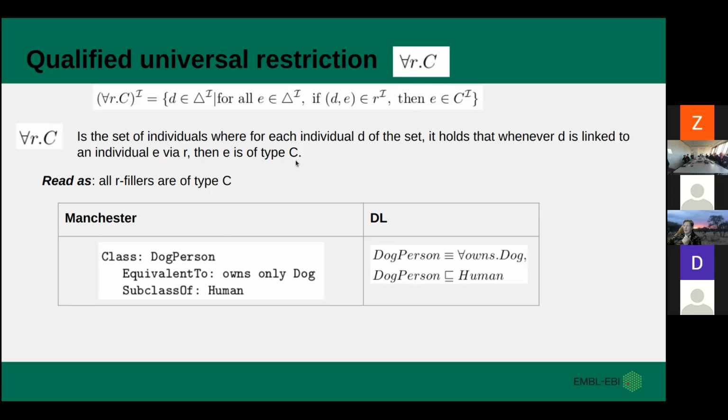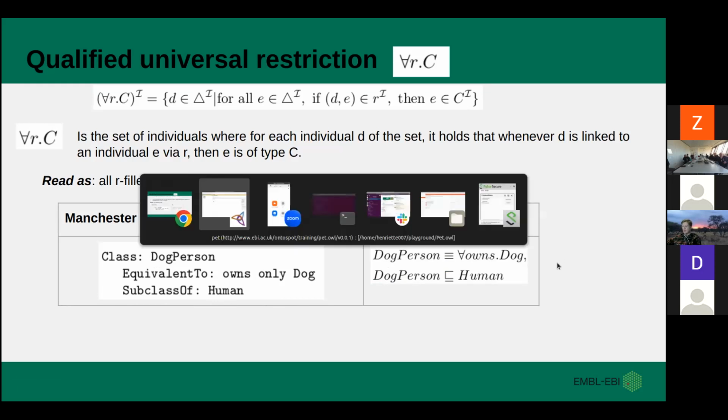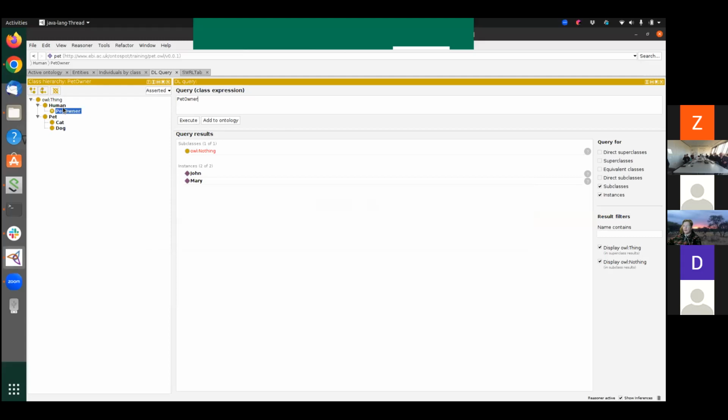And again, you can provide this in Manchester syntax. So we have dog person owns only dog. Because a dog person is again a subclass of a human, we say it's a subclass of human. And this is what it would look like in description logic. I'm going to add that to our little ontology, so I'm going to add a dog person as well.